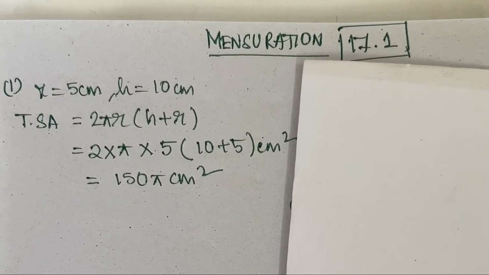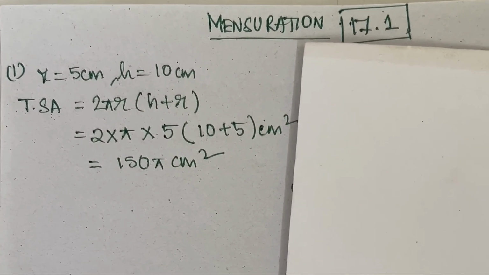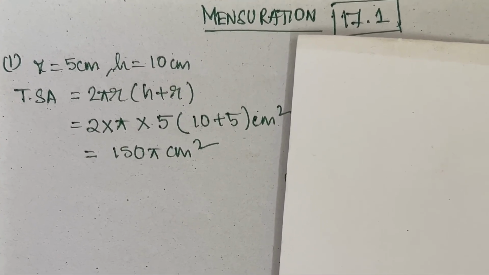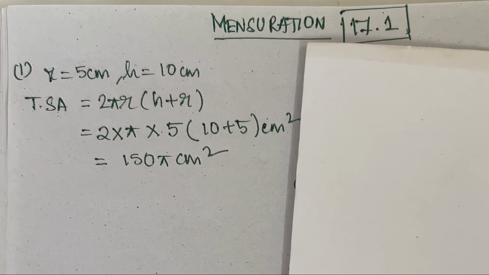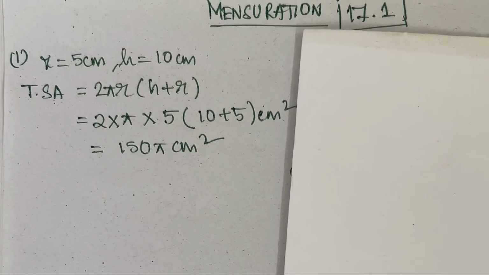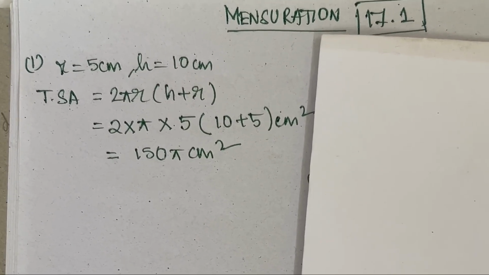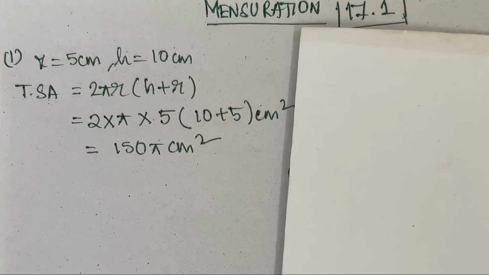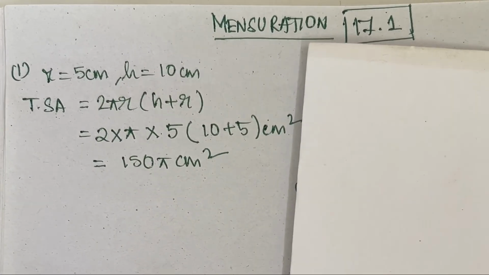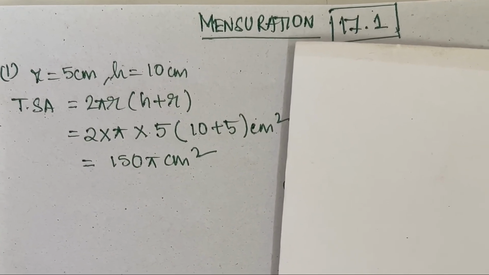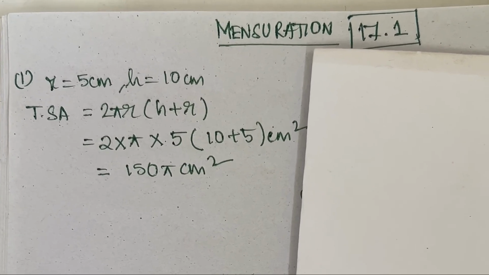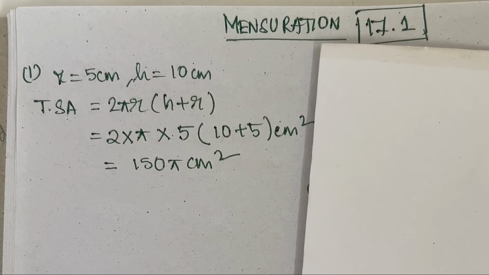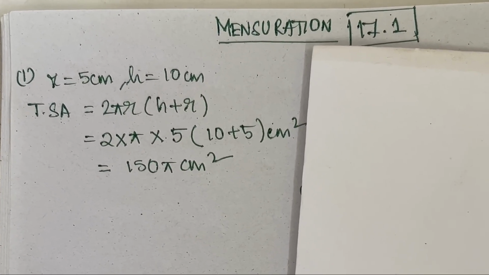So today we are going to start with the chapter Mensuration, class 10, 17.1. Here the sum tells we need to find the total surface area of a solid cylinder that is given radius as 5, height as 10, and we have to leave the answer in terms of pi. So total surface area, we are denoting it as TSA, okay? So the formula is 2 pi r (h plus r). Just substituting the values, keeping the pi, and we are getting the answer as 150 pi centimeter square.